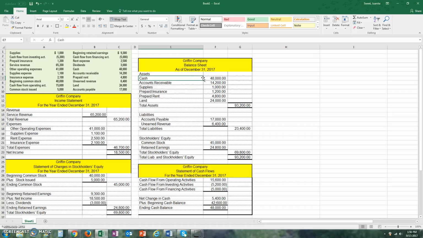Cash is $48,000. So we see that the statement of cash flow is trying to explain why, if we earned $18,500, our cash only went up $5,400. And that's because we have the payables and the receivables. Not everything was cash.